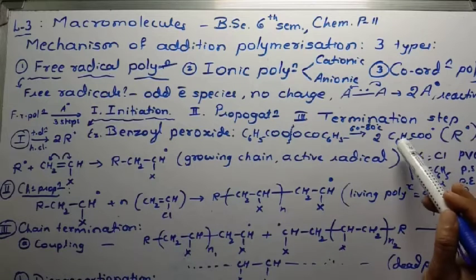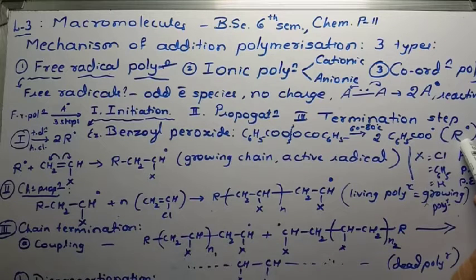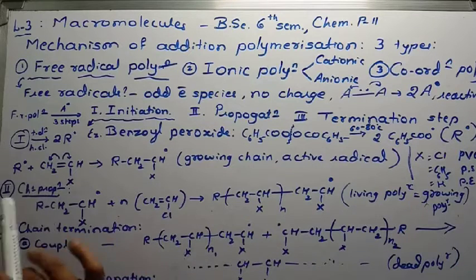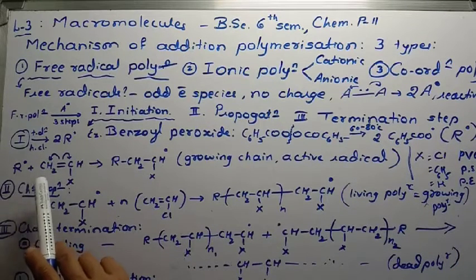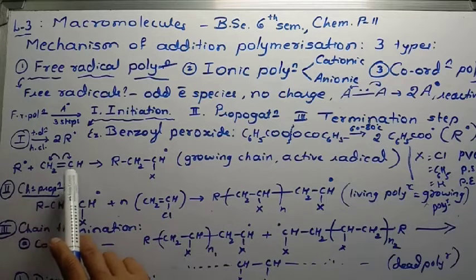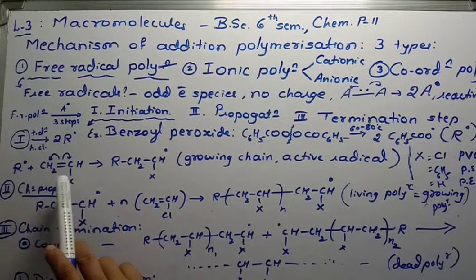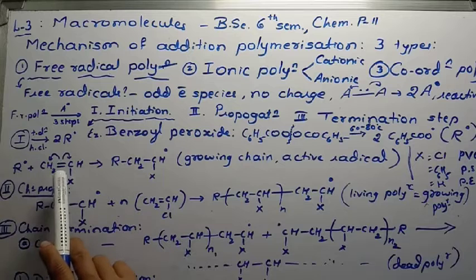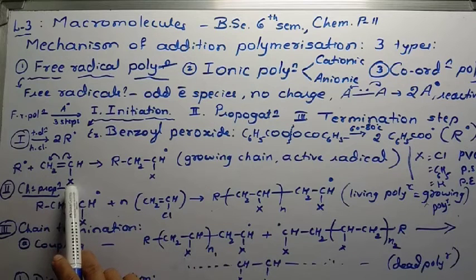Suppose this free radical is denoted by R dot. Suppose this free radical R dot reacts with the monomer. The monomer in general I have given as CH2=CHX. If X is H, it is the ethylene molecule, which gives polyethylene. If X is Cl, then it is vinyl chloride. And if X is C6H5, then it is styrene.